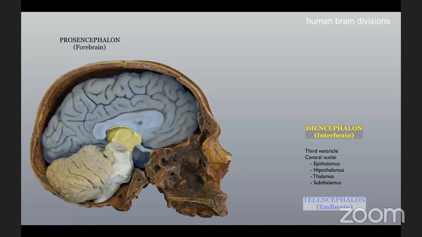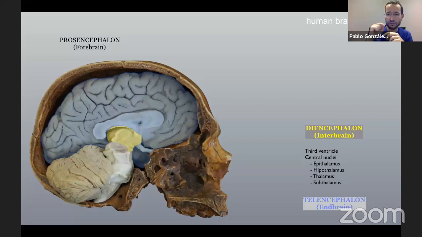nuclei, and the subthalamic nucleus, zona incerta, and a small part of the red nucleus. One floor below, we will have the brainstem, which can be divided in an upper part, which is the mesencephalon, or also called the midbrain, where we will find the cerebral peduncle, substantia nigra, tegmentum, and tectum.